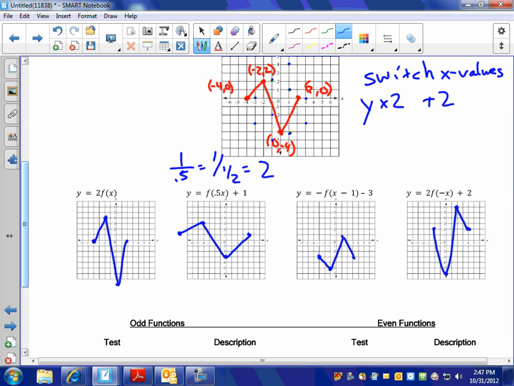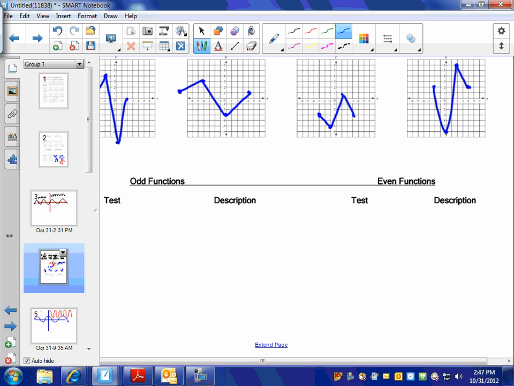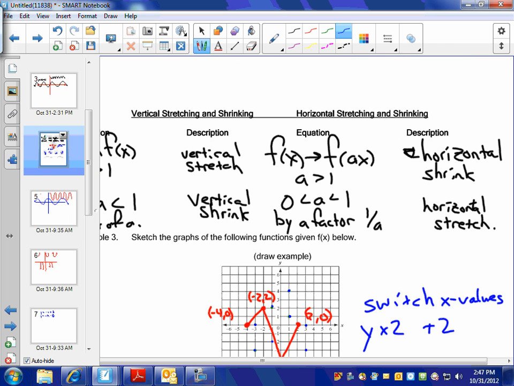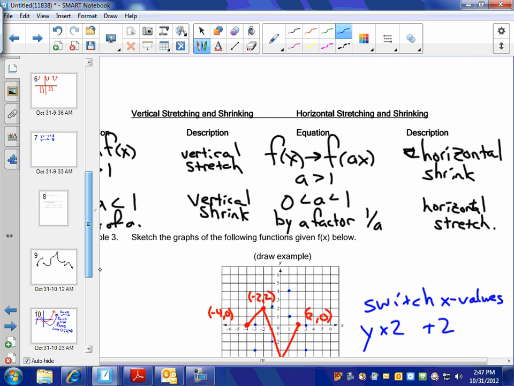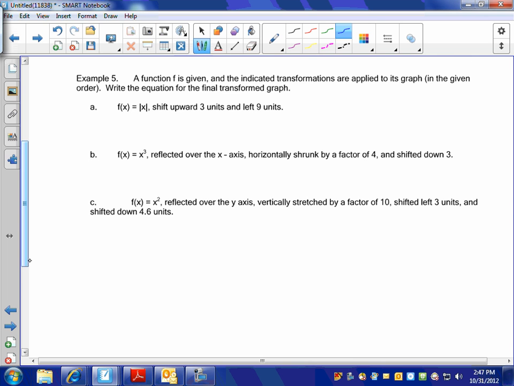Oh boy, we're almost out of time. Looks like we got to do even and odd tomorrow. Flip over to the backside. Let's do the very last. Where am I? Let's do example 5. We'll have to quick do the even and odd tomorrow, then you'll have time to work. We're just a little bit behind. I gave you too much time.